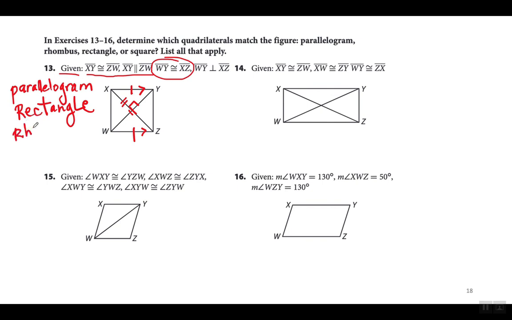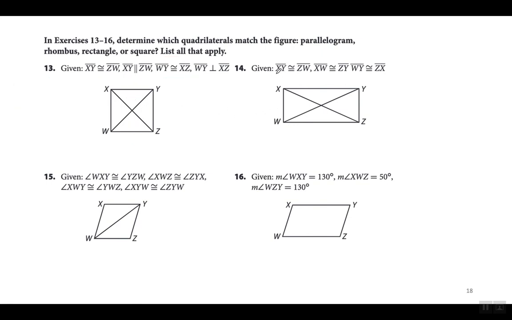And if it's all three of these, that means it's also a square. Because a square is a rhombus, a rectangle, and a parallelogram. Okay, si una figura es un rombo y un rectángulo, eso quiere decir que también es un cuadrado, porque un cuadrado es todo de estas cosas. All right, so that concludes. I'm done with number 13. Let's look at number 14.